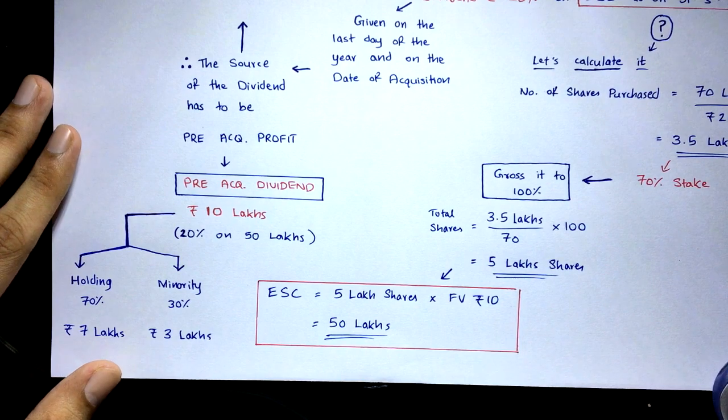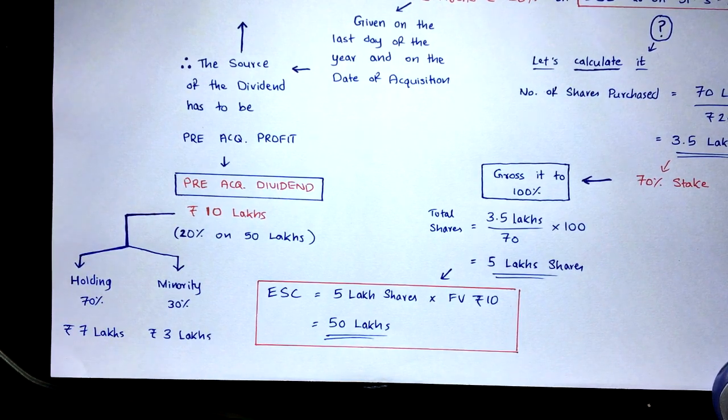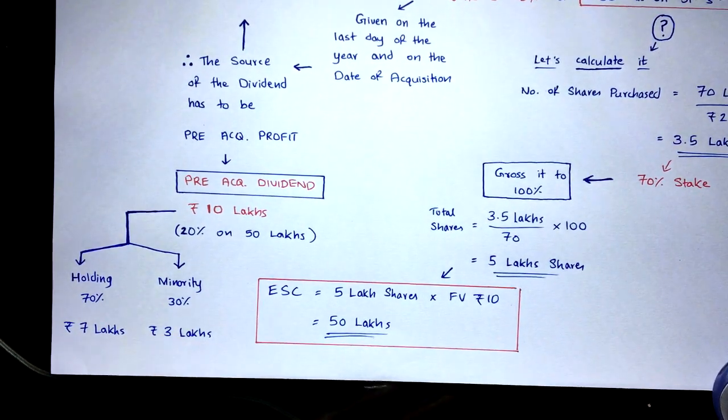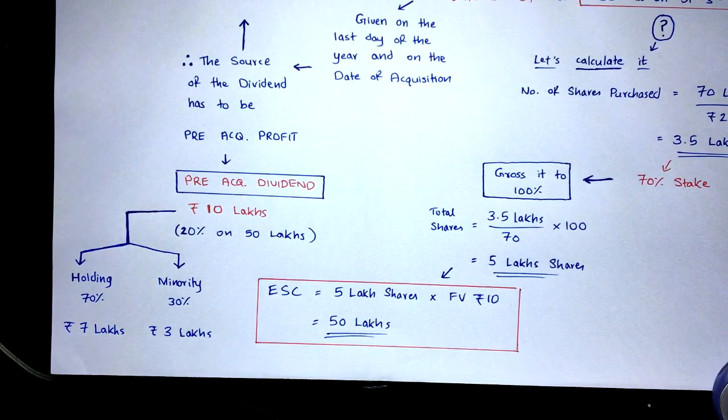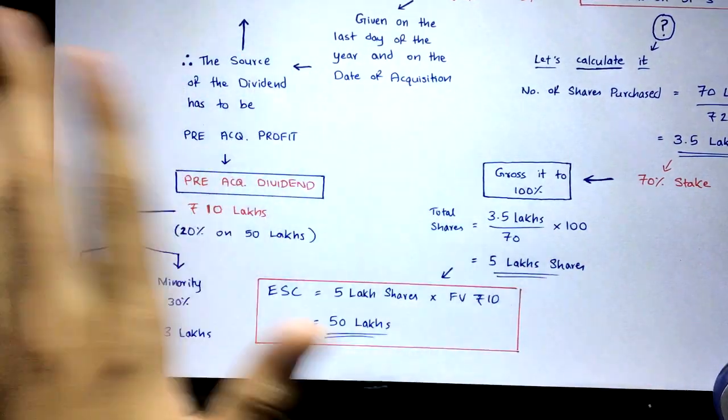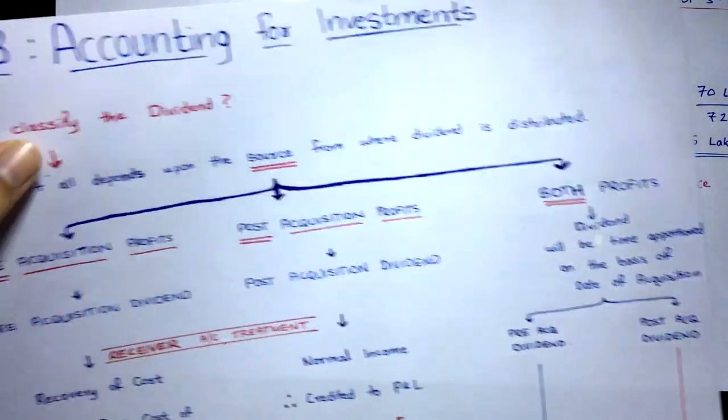Now what does the holding company have to do with this 7 lakhs? We are not concerned about minority interest. Just forget about the minority interest. They have got the dividend, they did the accounting in their own books. We are not doing that. We are only concerned about the holding company.